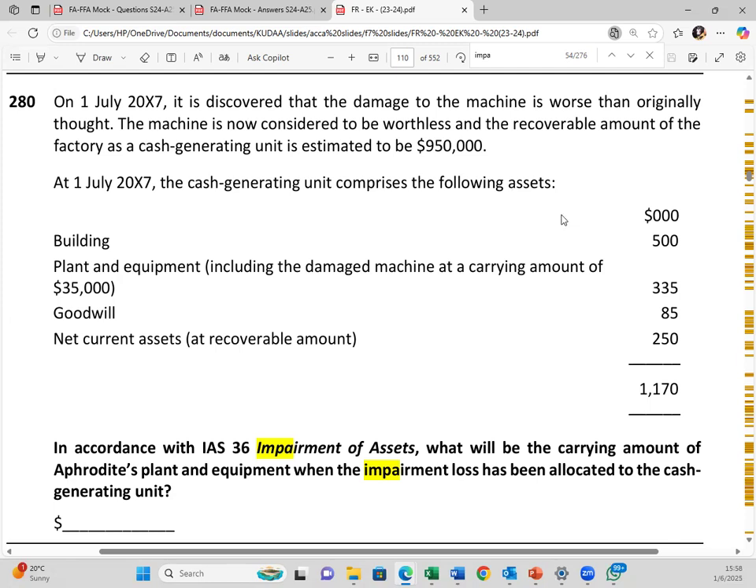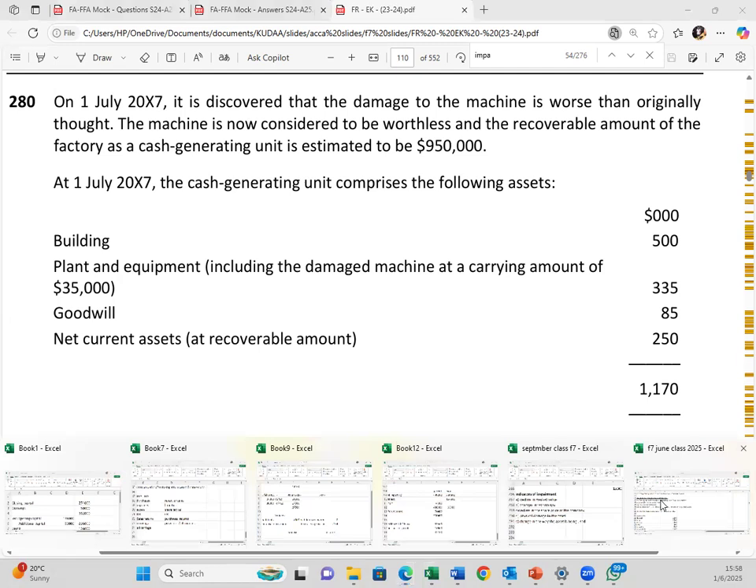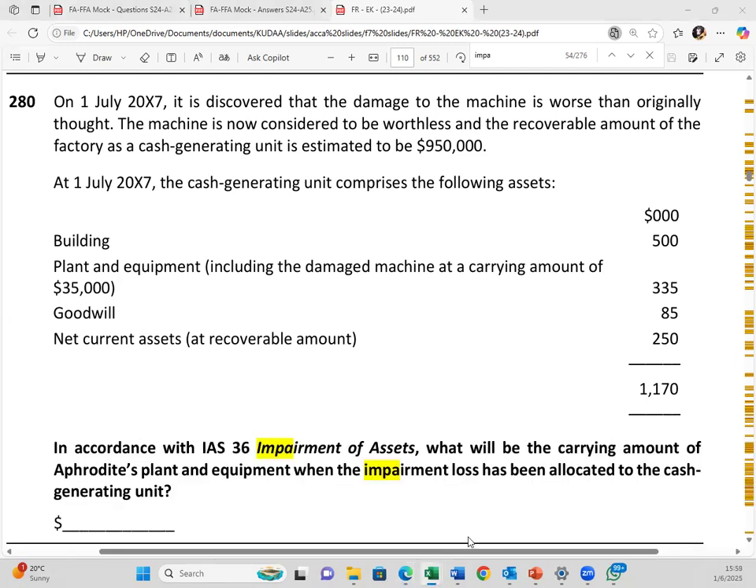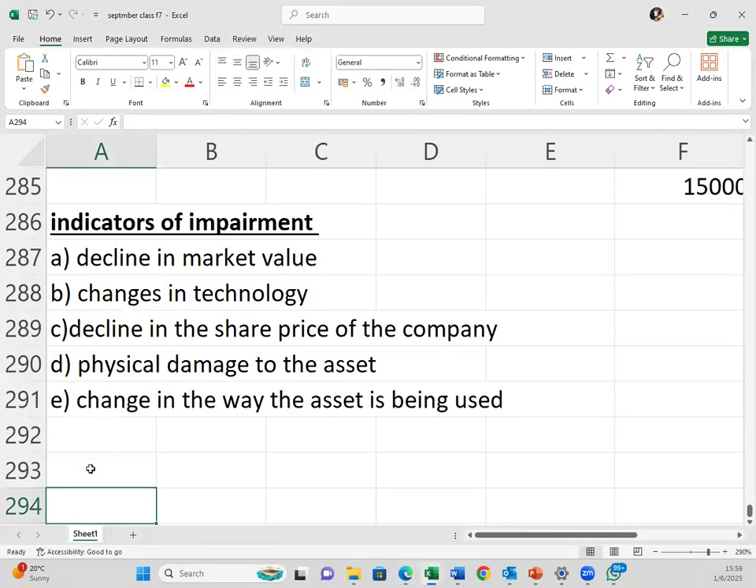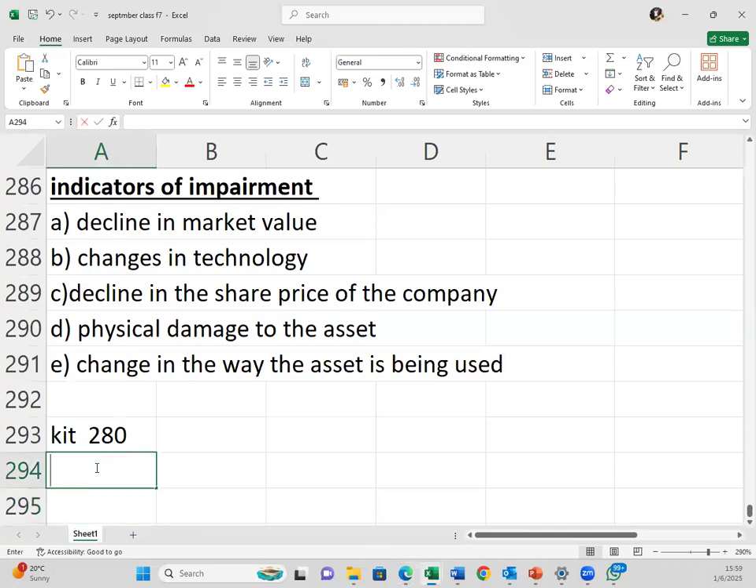Now let's go to our Excel and work out the question. So this is from the kit. It was question 280. So we want to allocate the impairment to the CGU.